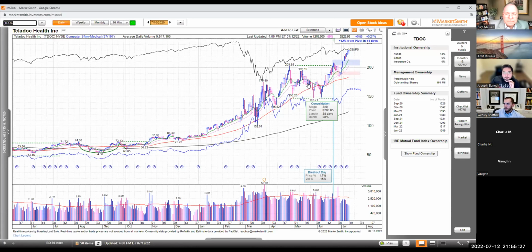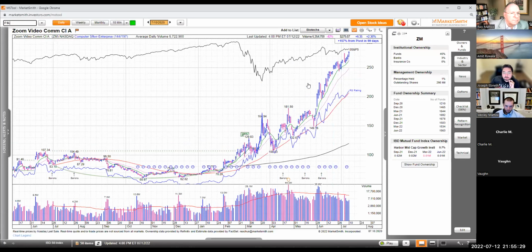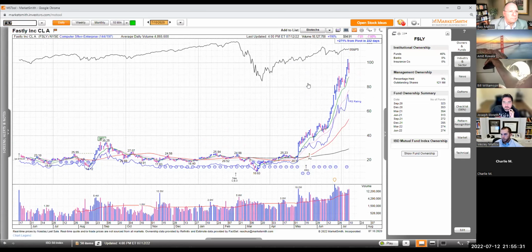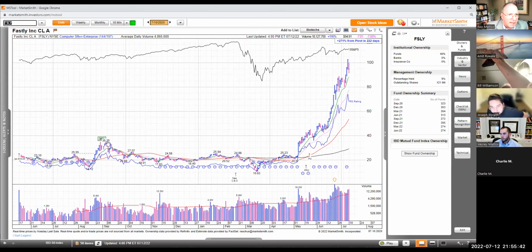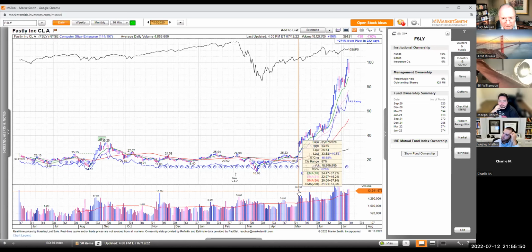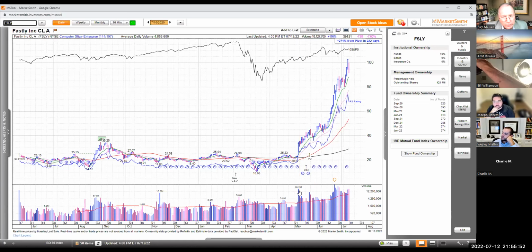Pull up Fastly. It broke out way after the follow through day, I feel like. Maybe May. Yeah. Okay, so a month after. So you get names that come after. Yeah, and look at Fastly, they supposedly were going to change the world with edge computing. And this is what you want to look for. And this is one of our examples along with Livongo and DocuSign, but a Datadog.